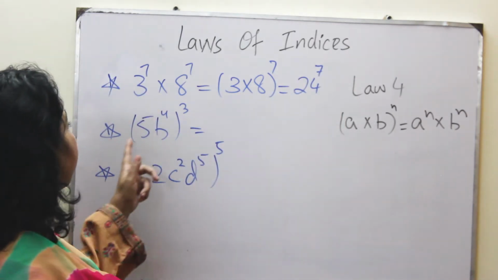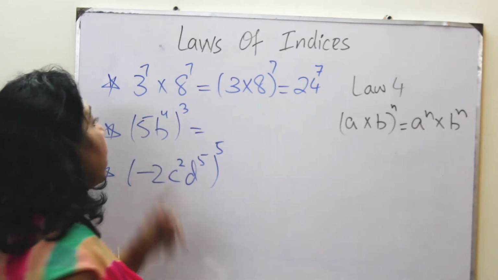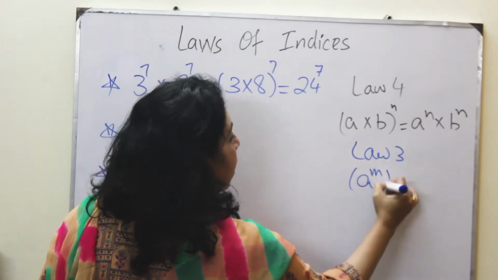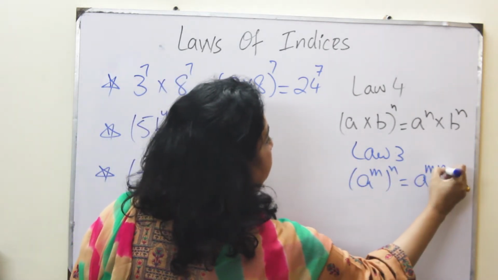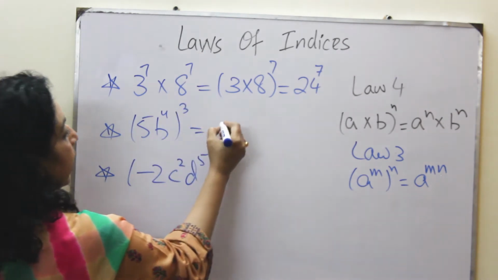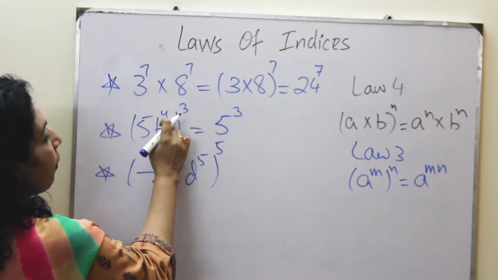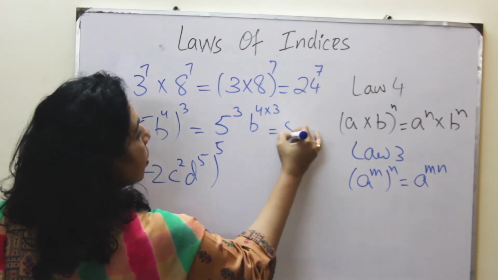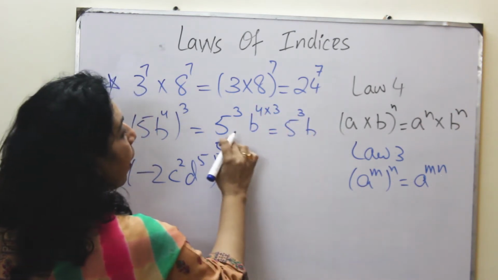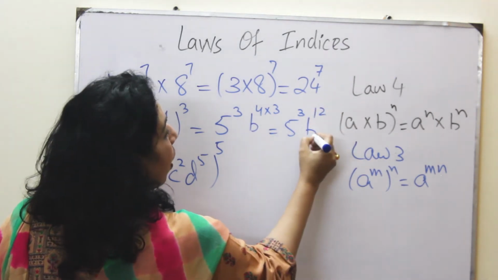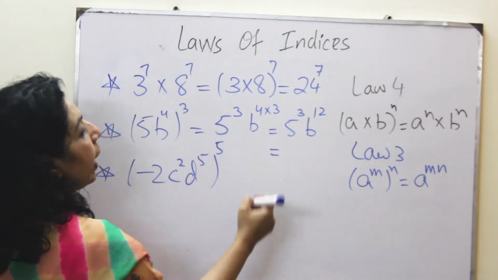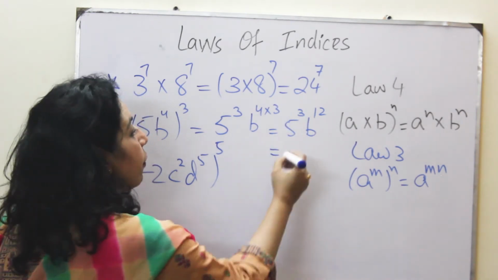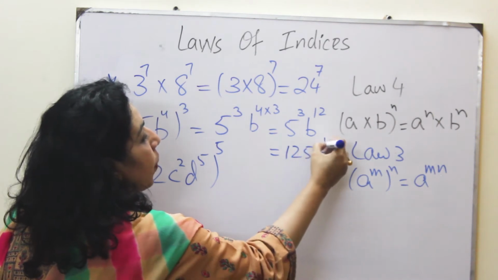Here we have (5b^4) power 3. Here we are also using law 3, and that is a power mn. Remember, it is a power mn. So 5 power 3 and b power 4 raised to power 3 will be b power 12. So our final answer will be 5 power 3 and b power 12, or we can even open it and we can write 5 multiply 5 is 25, 25 times 5 is 125, b power 12.